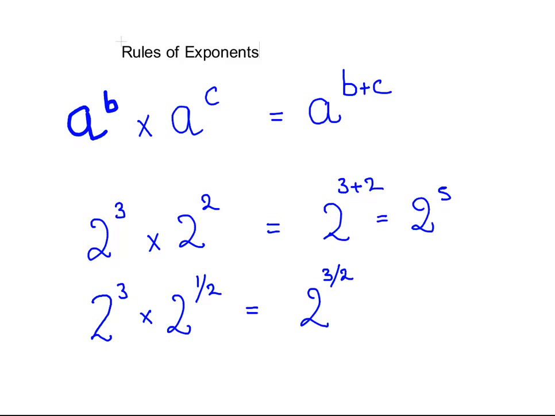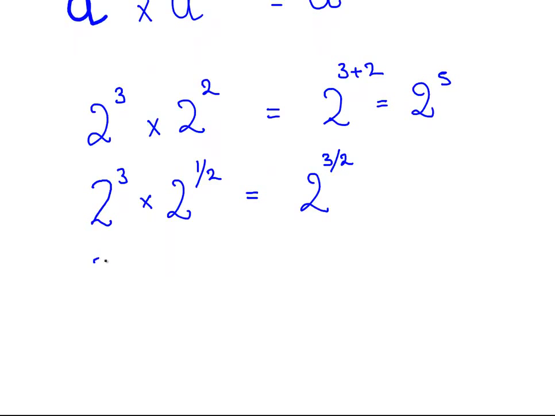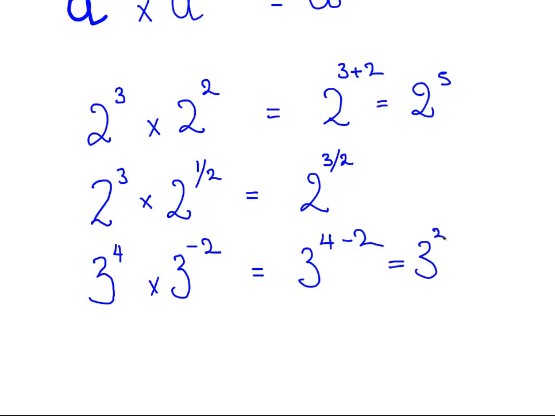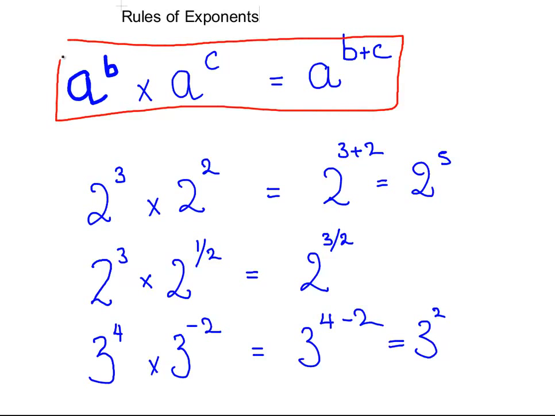One more I'm going to do, I'll do it in the negative power. Suppose we have 3, let's say, to the power of 4 times 3 to the power of minus 2. There, what we do is 4 plus minus 2, which is 4 minus 2, so that would be 3 to the power of 2. That would be 9. So anyway, that's an example of the first rule. Okay, that's rule 1.